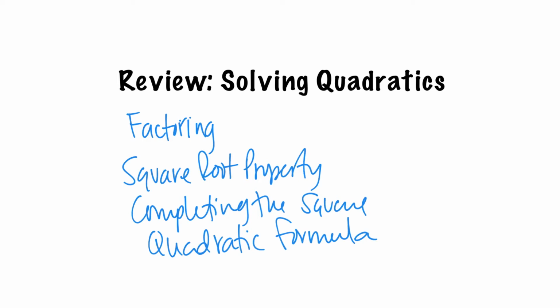Okay, there are many ways. So the first two you can use only in specific scenarios. So if it factors, it factors. If it doesn't, then you can't factor it. Square root property only works if you have a square term only. So if you have that binomial that's not squared out, or an x squared term with no x term, completing the square and quadratic formula will work every single solitary time, no matter what.